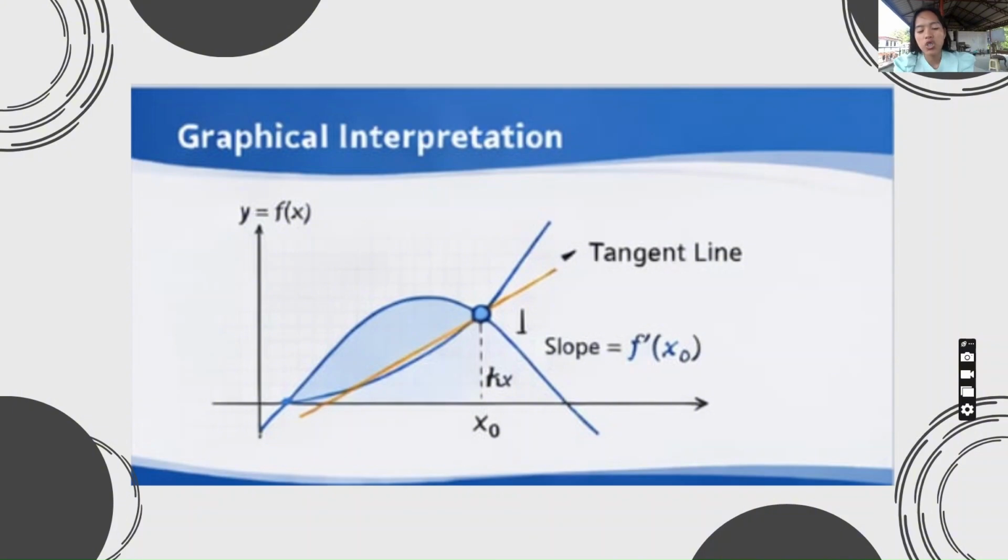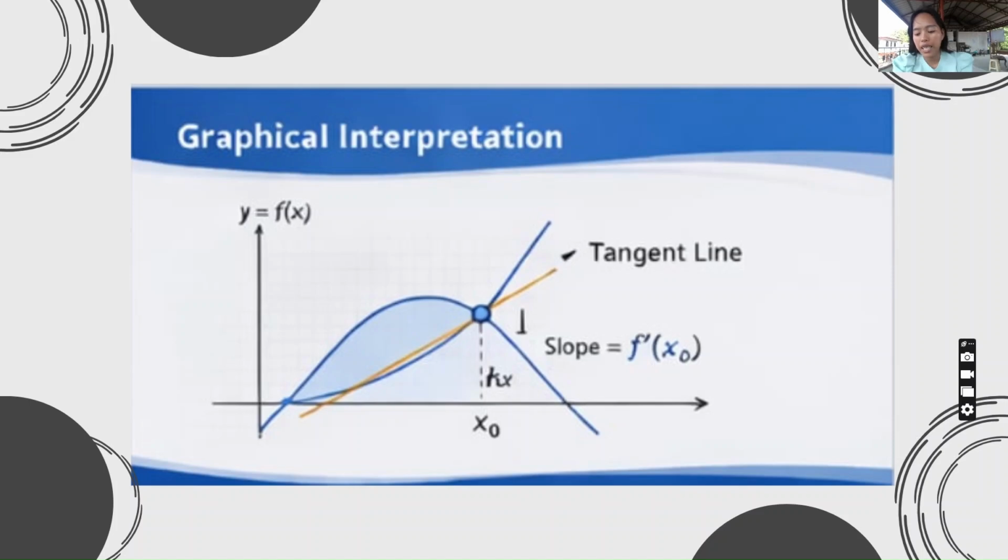Graphically, if the tangent line slopes upwards, the derivative is positive, meaning the function is increasing at the point. If the tangent slopes downwards, the derivative is negative, meaning the function is decreasing. If the tangent is horizontal, the derivative is 0, indicating a stationary point.